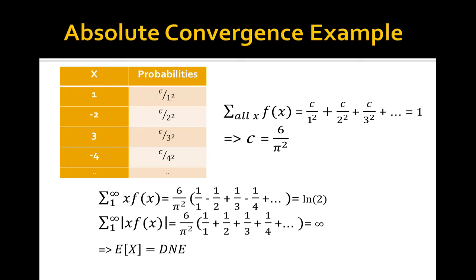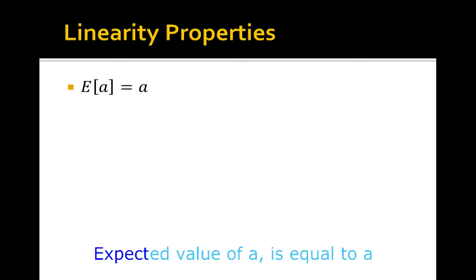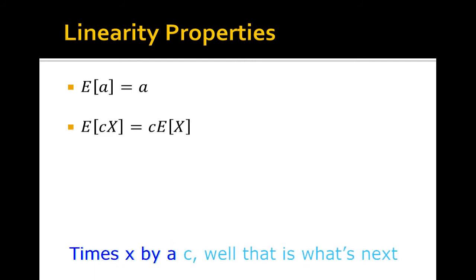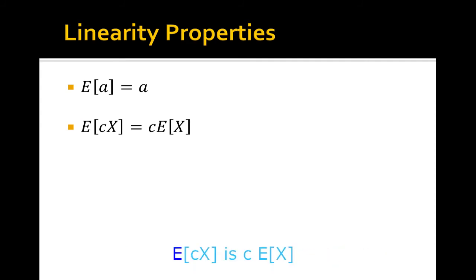There are also certain properties that the expectation function follows. Any ideas? Expected value of a is equal to a. Its mean is itself. It's always that way. Times X by a constant c, well, that is what's next. E of cX is c E of X.